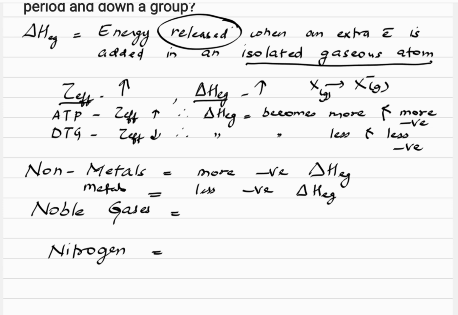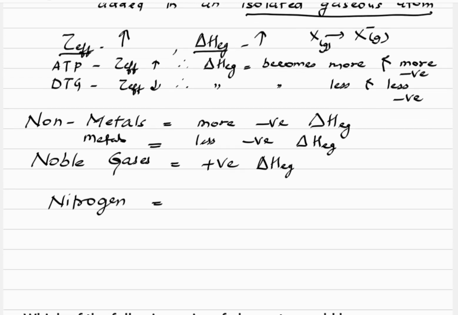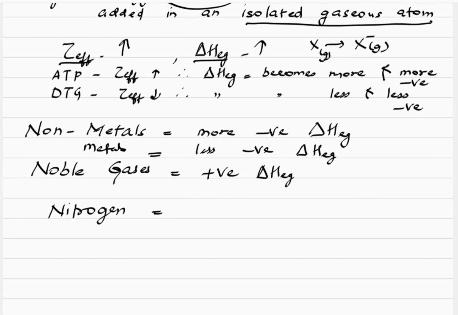Noble gases. Since noble gases are not at all interested in accepting any electrons, they tend to have a very high value of electron gain enthalpy, meaning energy actually doesn't get released, it needs to be provided. In a way, we are saying that electron is being forced onto the noble gas atom, right? Since electron is being forced, energy needs to be provided, and that is why noble gases tend to have positive electron gain enthalpy.